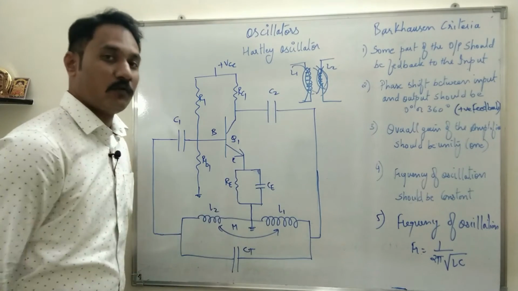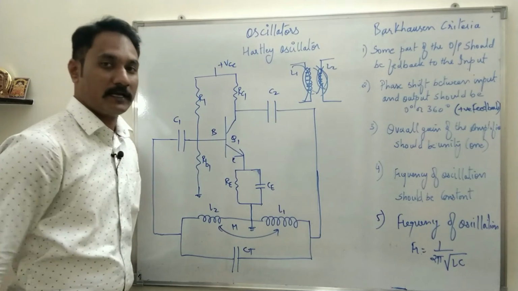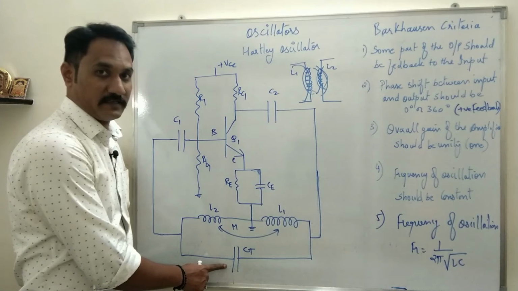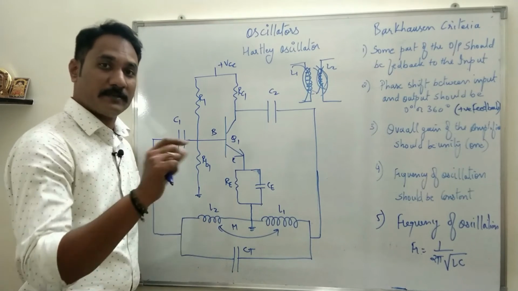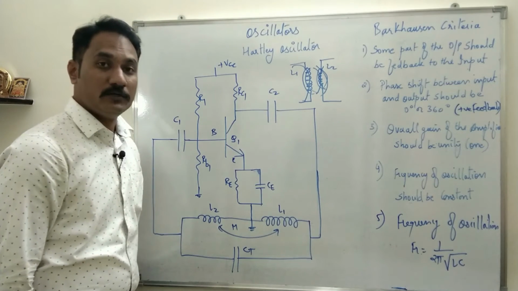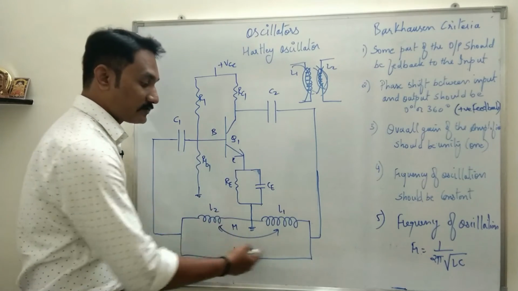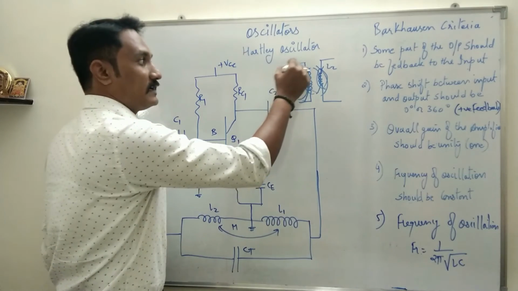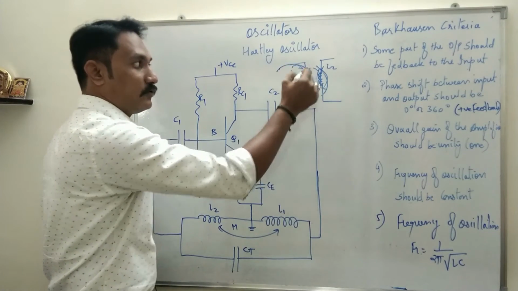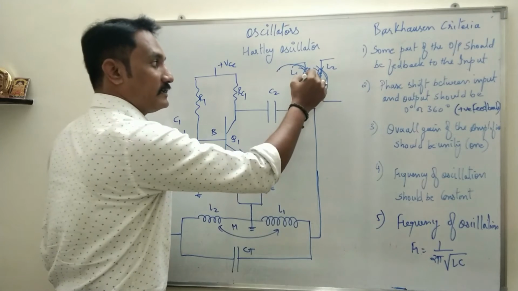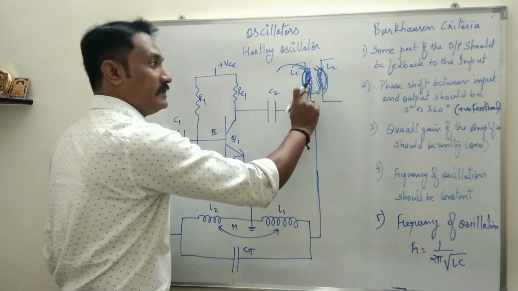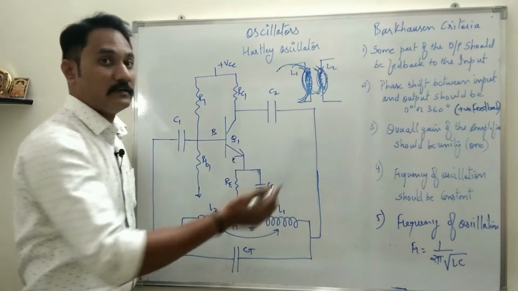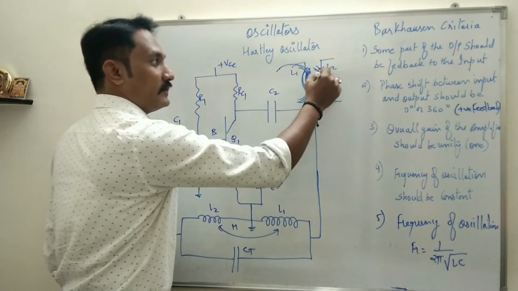What happens when you apply a positive supply or you give a DC charge? The capacitor charges. When the capacitor is fully charged, it will discharge through the inductor. Suppose it will discharge through L1. So when it is discharging through L1, that means current is flowing in L1, and when current is flowing, there will be a magnetic field, and in that magnetic field there will be L2. So the same current will flow. The amount of current will depend upon the number of turns.